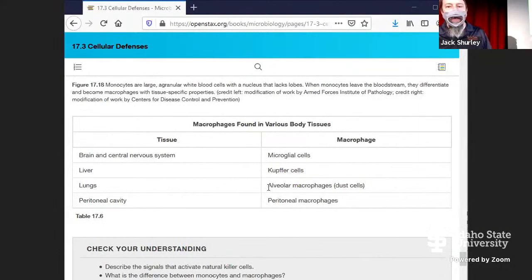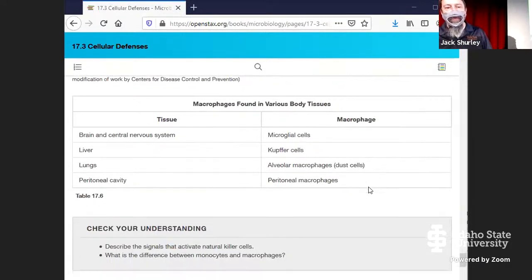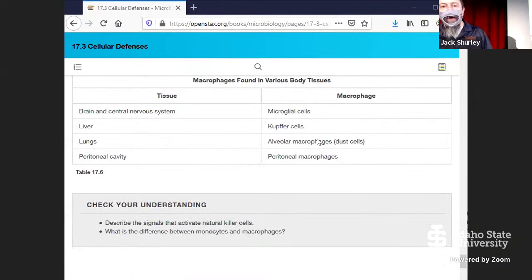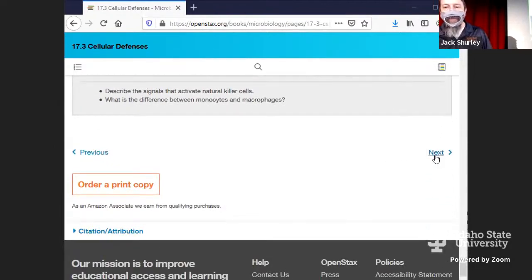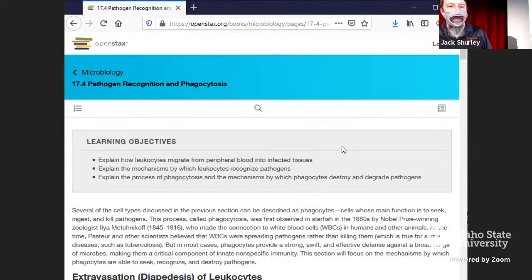Here's the table. I said I wasn't going to show you, but I've already got it, so we may as well. So the microglial cells in the brain and central nervous system, Kupffer cells in the liver, alveolar macrophages in the lungs, and then the peritoneal macrophages within the peritoneal cavity are a few examples. There's also just straight up macrophages.